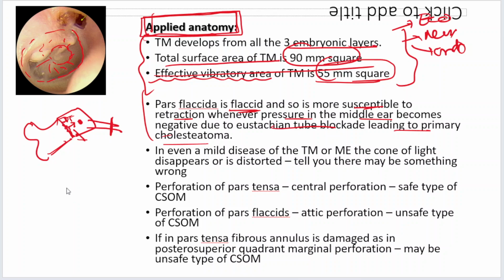In pars flaccida, you will have a retraction pocket. So how do you denote it? There is a retraction pocket here. The retraction pocket is going inside, you can see it.